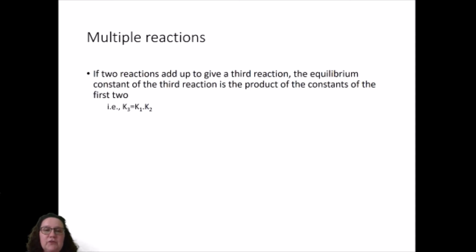You will explore this in more detail in introduction to physical chemistry and thermodynamics, but just quickly mention, because you might come across this in your reading, that when you have multiple reactions, so several reactions that add up to a final reaction, in this case, for example, two reactions that add up to give a third reaction, the equilibrium constant of that third reaction is the product of the equilibrium constants of the first two. So you might want to keep that in mind.